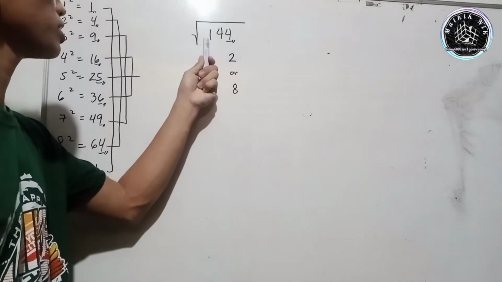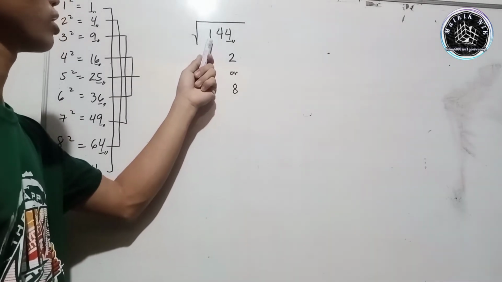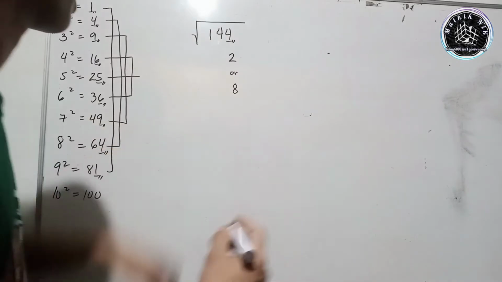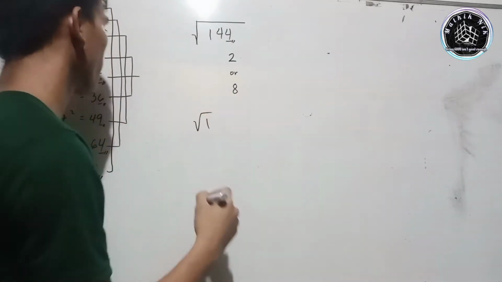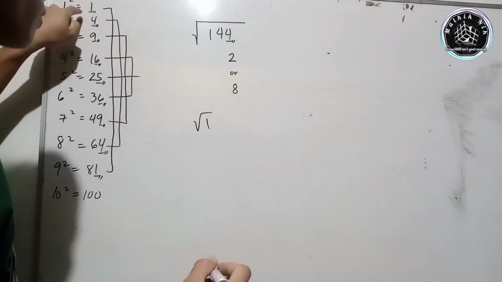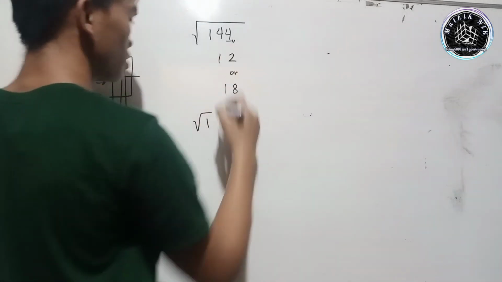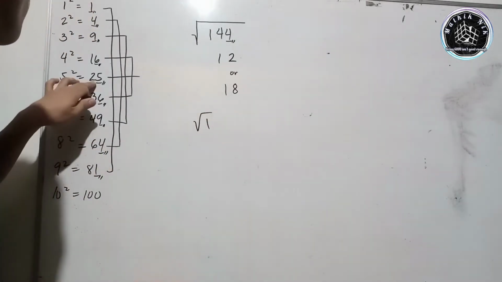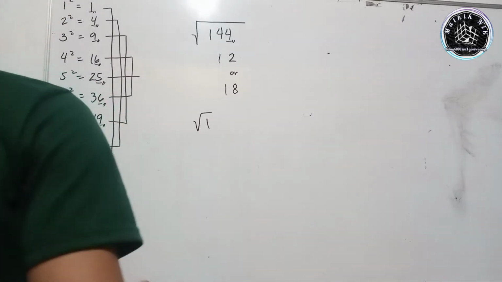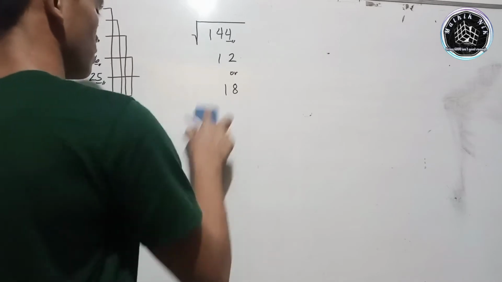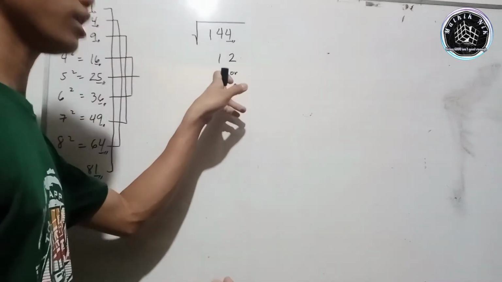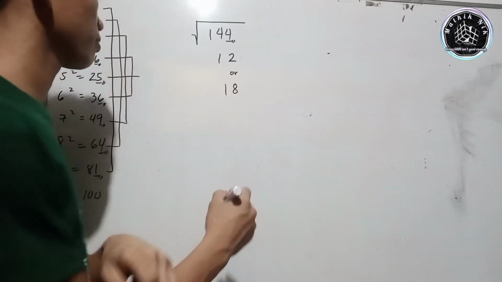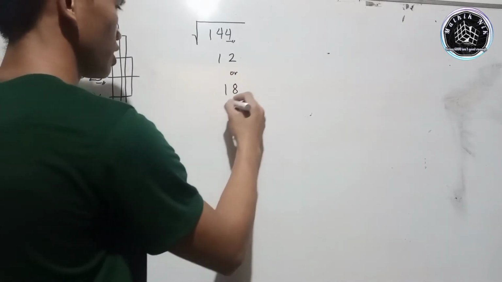Since you don't know what the first term is, you need to disregard the second digit from the right. So the remaining is the square root of 1. The square root of 1 is equal to 1. So it's either 12 or 18. So the next thing to do is to get the centermost value, which is 15.